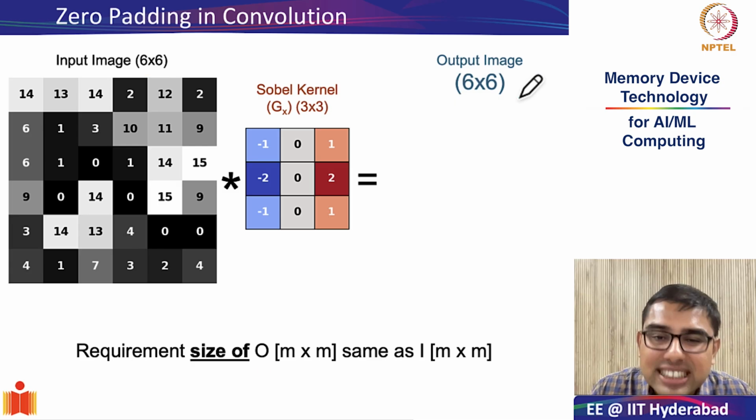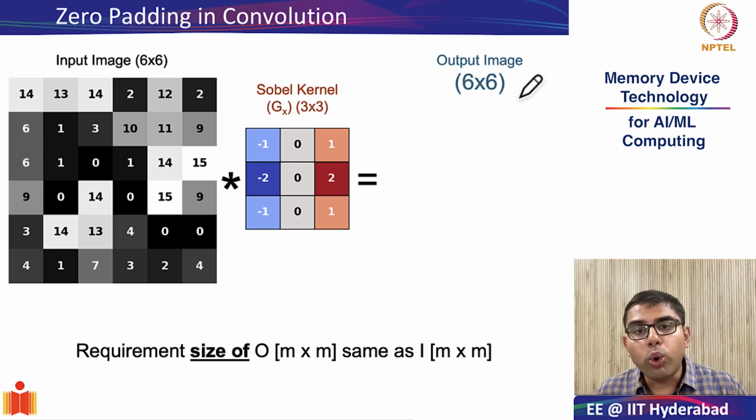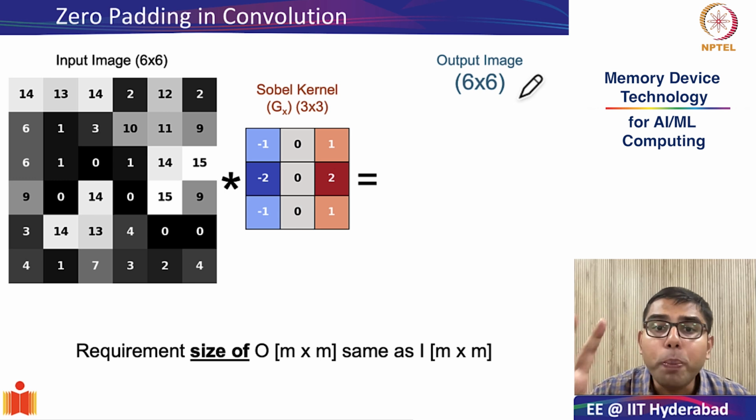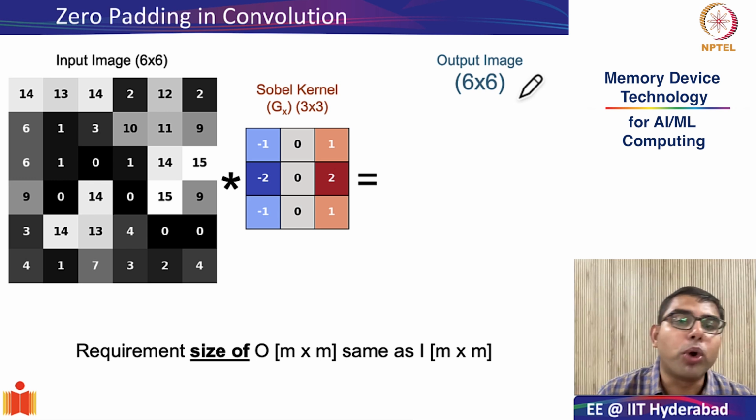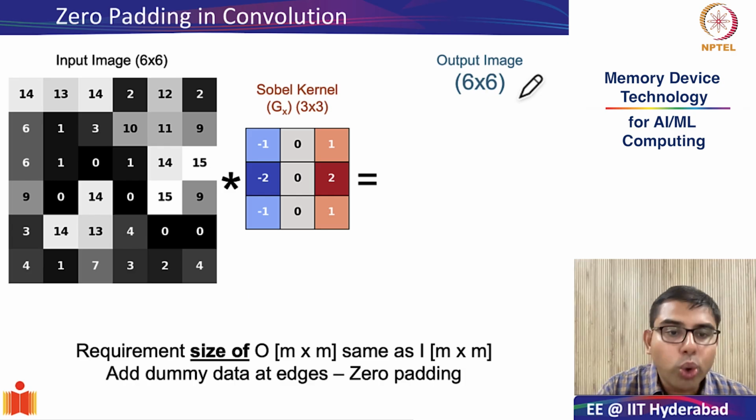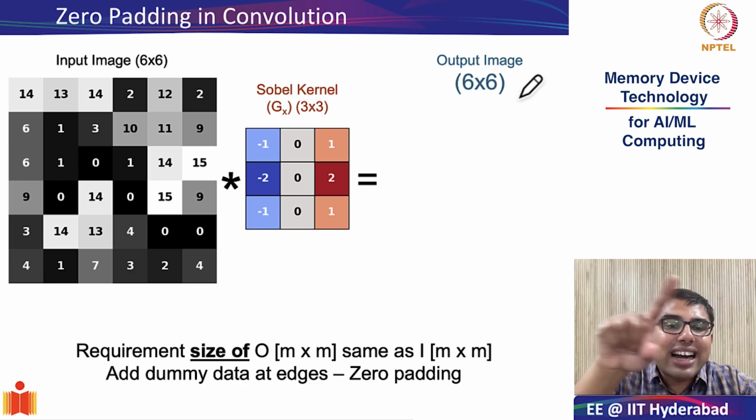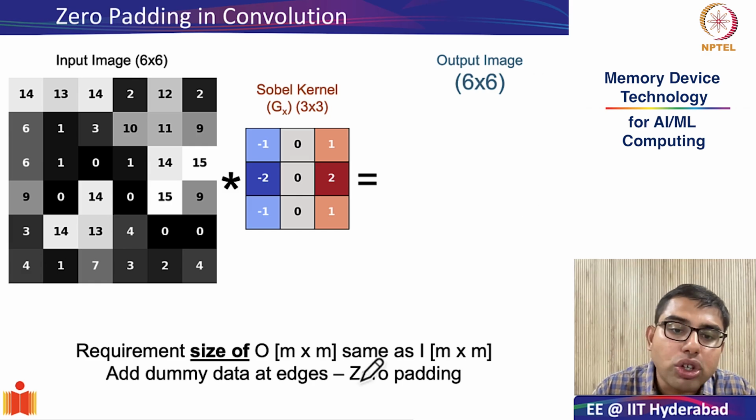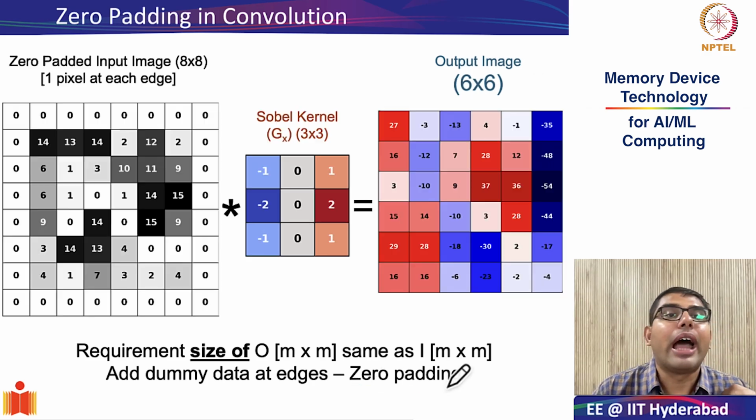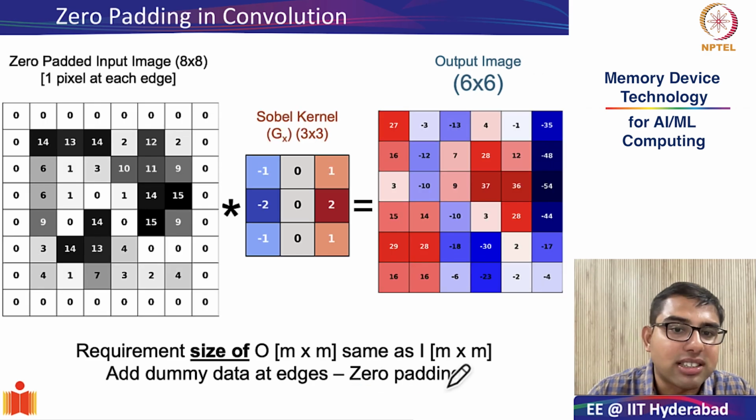Sometimes this is not desirable and you would want the size of the output image to be the same as your input image. How do you go ahead and do that? You do it by adding some dummy data at the edges, and this process of adding dummy data at the edges is also called zero padding, as I will illustrate in the next slide.